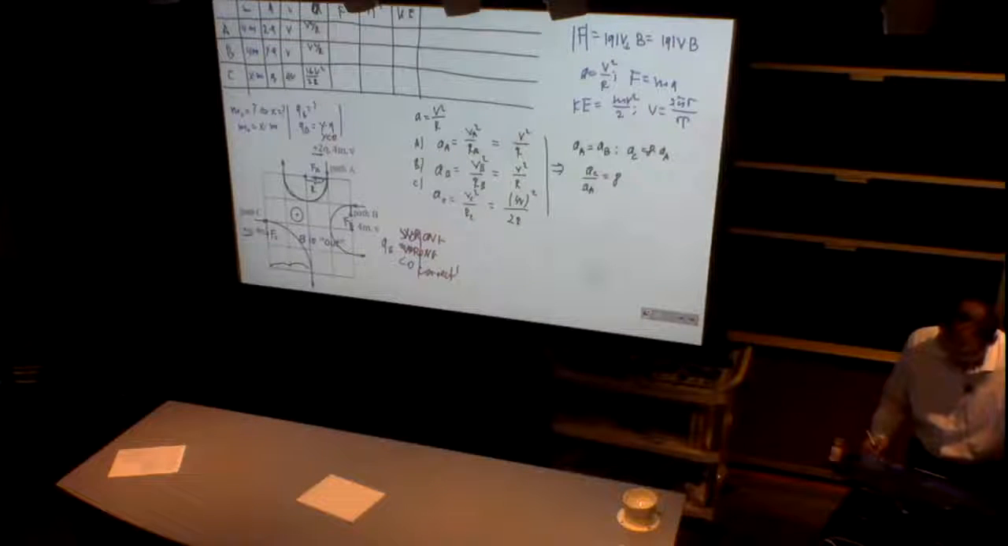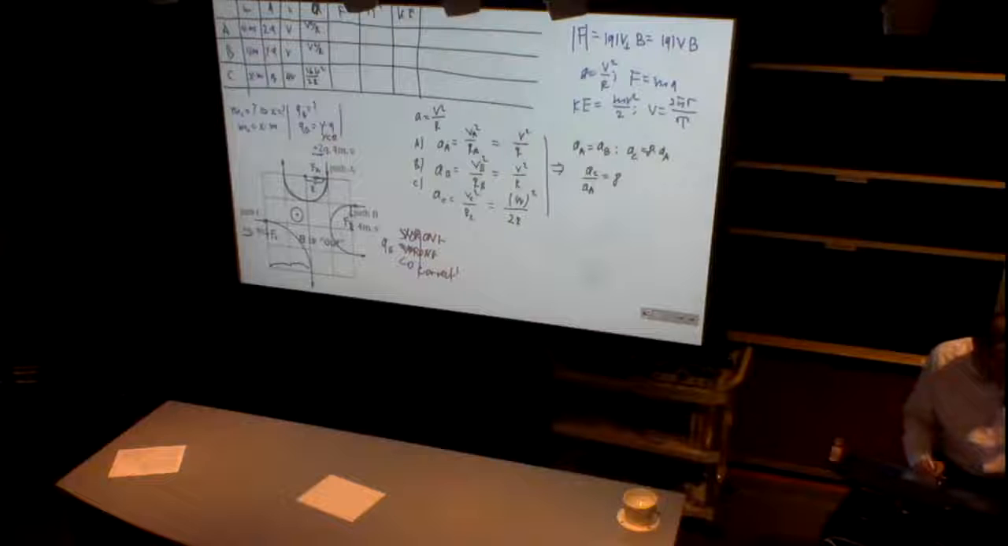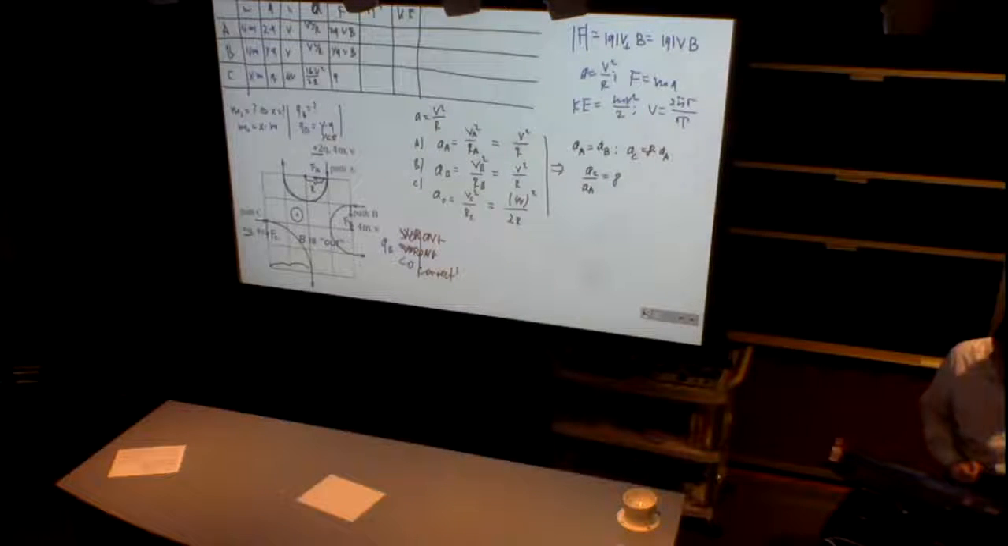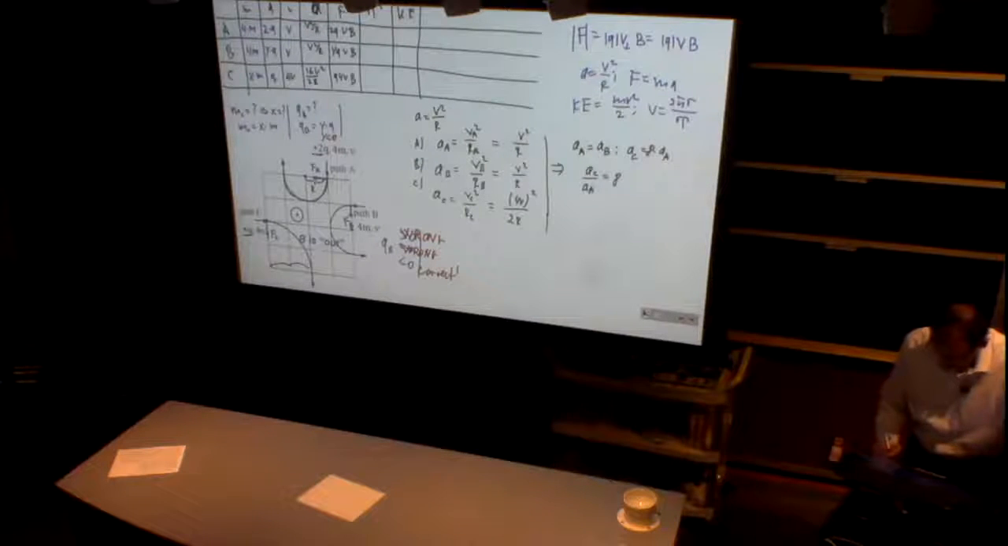Force. For particle A, the charge of the particle is 2 times the factor, speed is V, and the magnetic field is the same for all of them. For particle B, we don't know the charge, but the speed is the same and the magnetic field is the same. For particle C, we know the charge, and the speed equals 4 times the speed of A, and the same magnetic field.